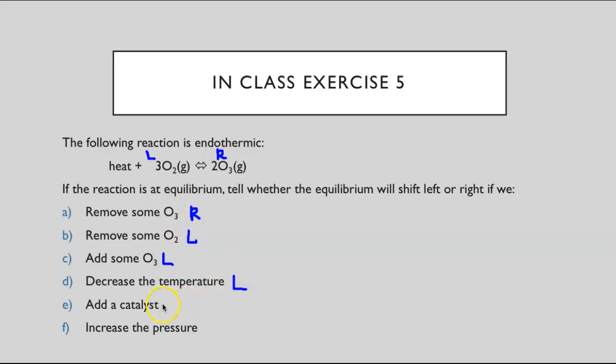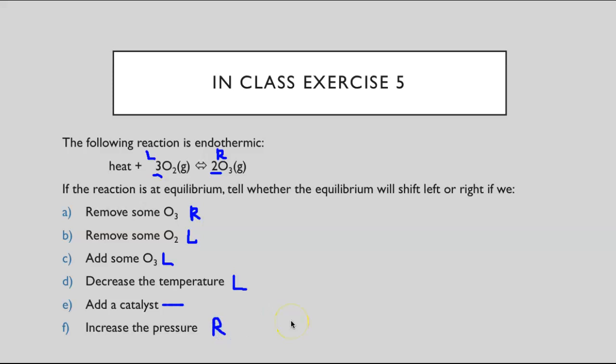Adding a catalyst has no effect. And then increasing the pressure will make it shift toward the side with the fewest gas particles. So let's look at the number of gas particles. There are 3 gas particles on the left, and there are 2 gas particles on the right. So the fewest number is on the right, so it's going to shift to the right.